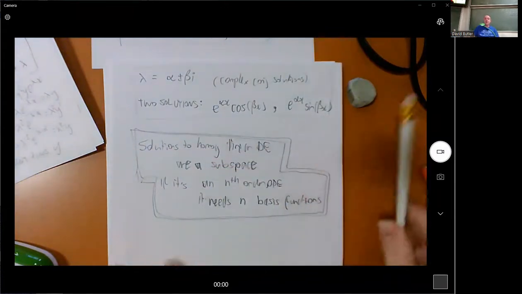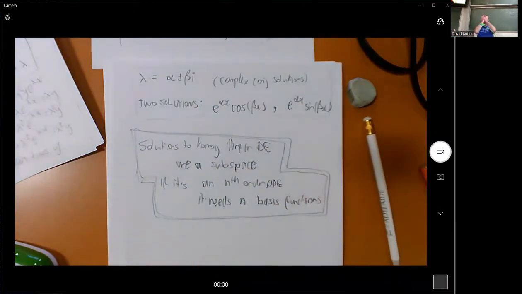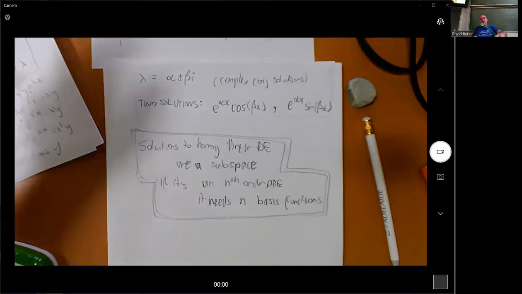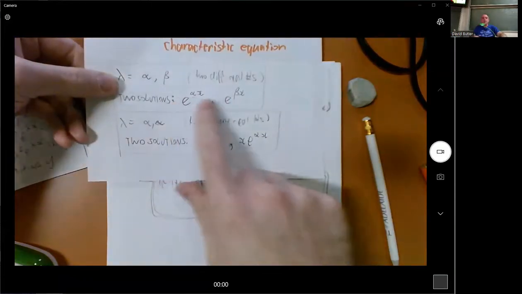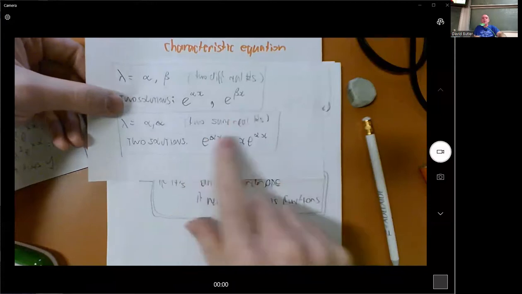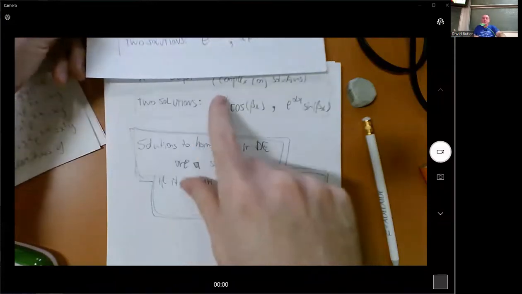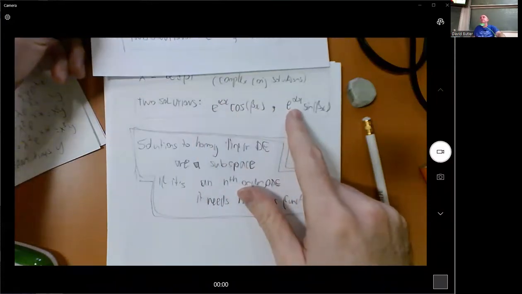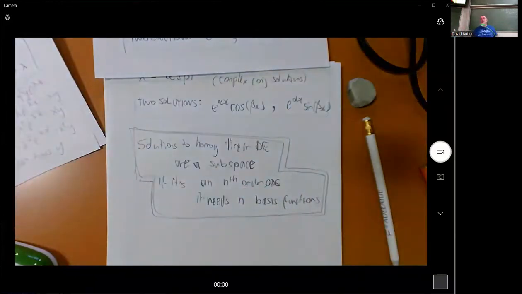So what I've done is for my second order ODE, I have found 2 basis functions for each situation. And so all the other answers will be A of this one plus B of this one, or A of this one plus B of this one, or A of this one plus B of this one, for various choices of A and B.